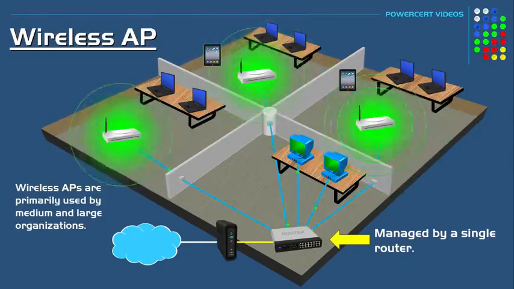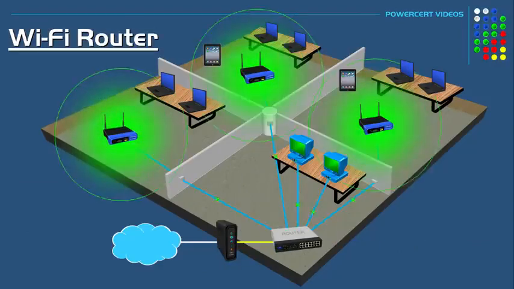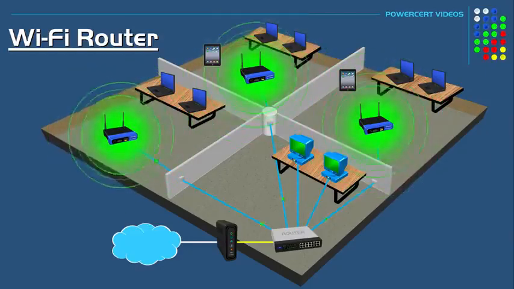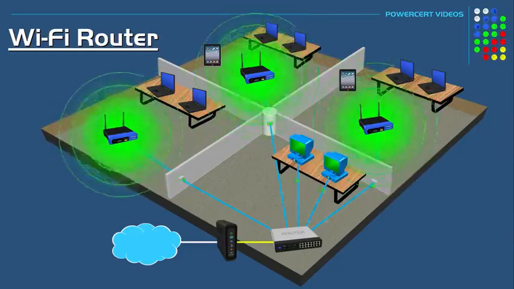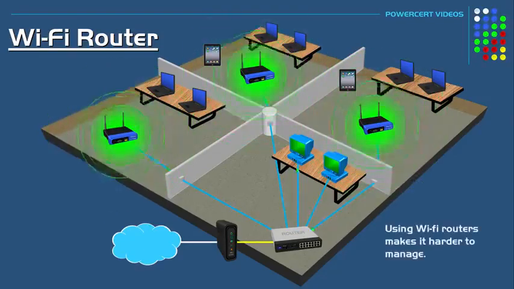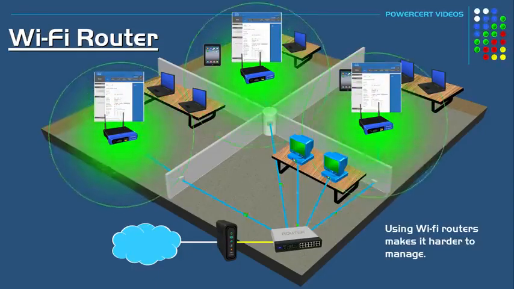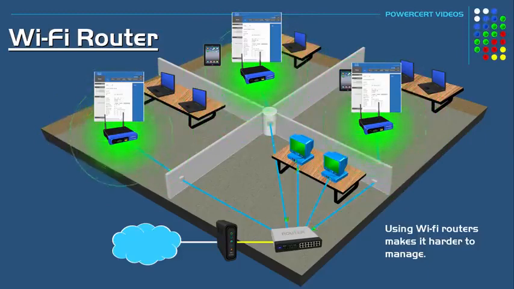And because wireless access points are managed by a single router, that is one of the main reasons why larger organizations use wireless access points instead of Wi-Fi routers. Now, in reality, this office here can use Wi-Fi routers instead of wireless APs, and it would work just fine. But the problem with using Wi-Fi routers instead of wireless APs is manageability. If the network administrator wanted to manage this network and make certain changes, he would have to log into each Wi-Fi router to make that change. And that could be a hassle and time-consuming, especially if there were a lot of Wi-Fi routers.